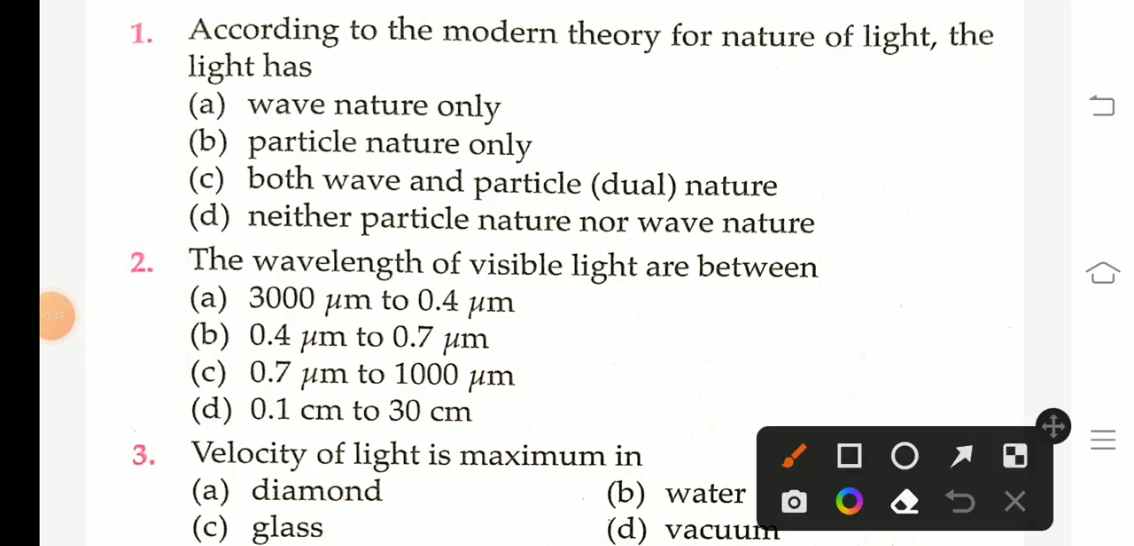According to the modern theory for nature of light, the light has... Right answer option C. Both wave and particle, dual nature. Next, wavelength of visible light are between... Right answer option B, 0.4 mu m to 0.4 mu m.